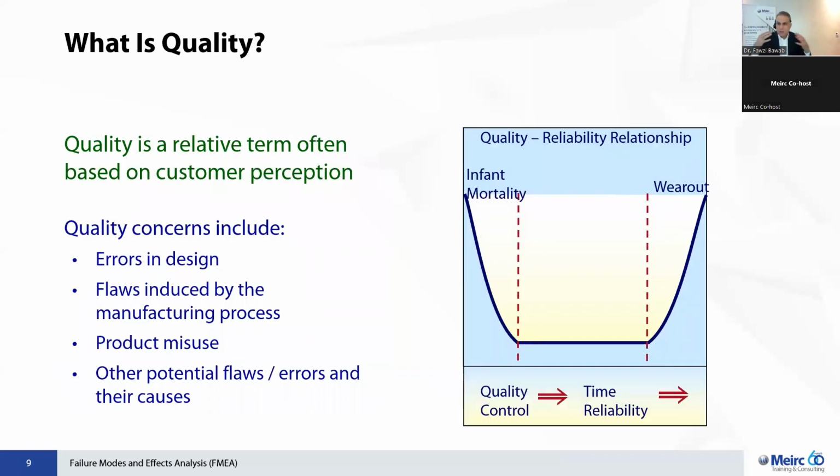Now, of course, this relates closely to quality. Quality is a relative term, and eventually it is based on customer perception, based on how we read the customer requirements and how we deliver quality. Our services can go through a cycle, and we need to eventually control our quality. We need to look at areas of improvement.